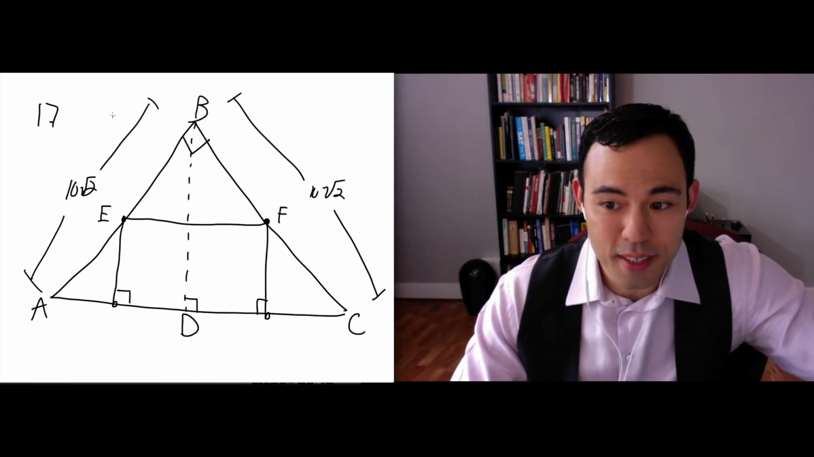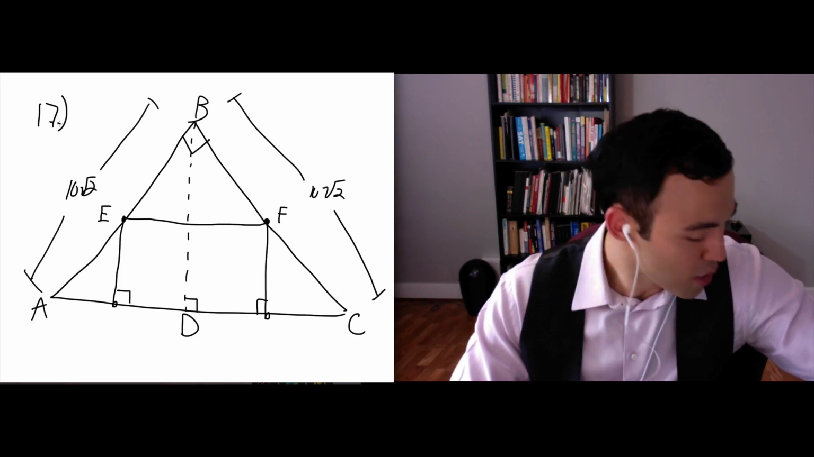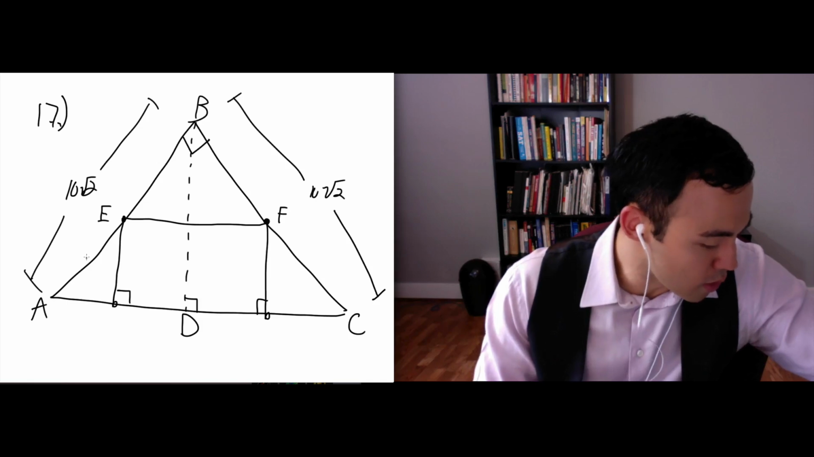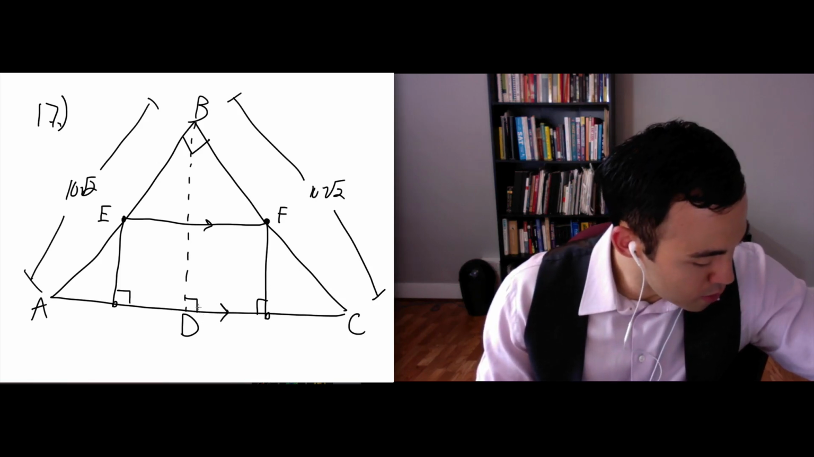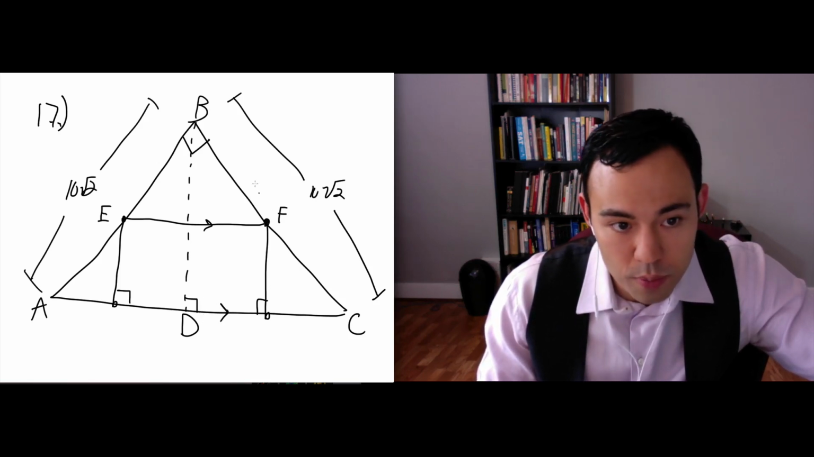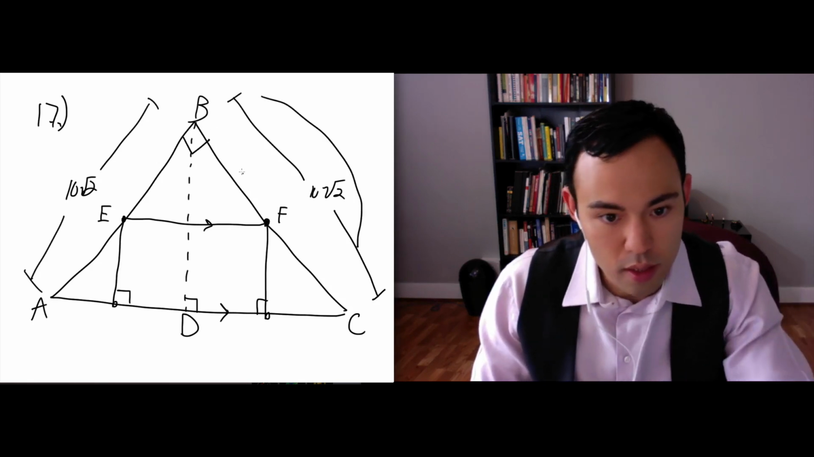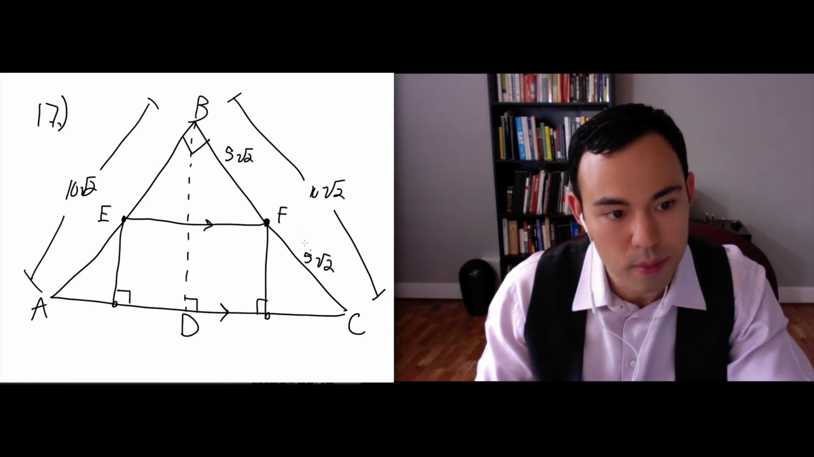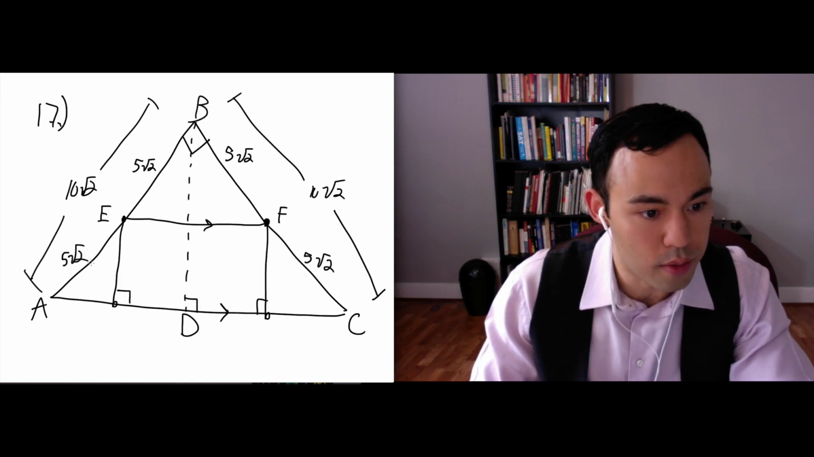Okay, I had to skip ahead on the video so I could draw my masterful artwork here for number 17. So in the right triangle ABC above, EF is parallel to AC, and F is the midpoint of BC. So if F is a midpoint of this whole thing, that means that this chunk alone is going to be equal to 5 square root of 2, and so is that chunk. And we can go ahead and fill this part in too.